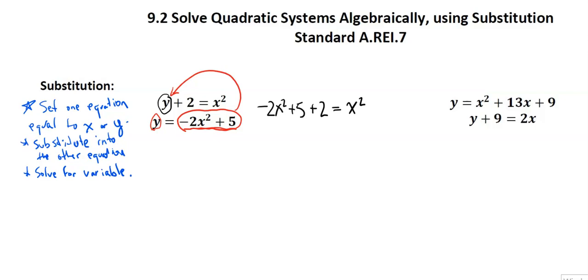And then we've done the first couple steps, and so now we want to solve for the variable x. So we subtract x squared from this side. We want one side to be equal to 0. Subtract x squared from both sides, and we get negative 3x squared plus 5 plus 2, 7, equals 0.